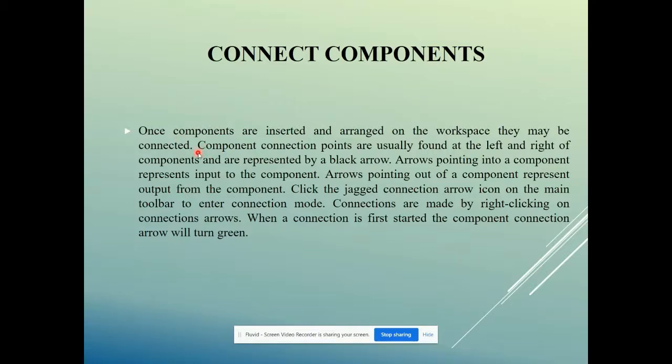Right, so how to connect components? Just insert the components, arrange them on the workspace, and connect them. The connection points are usually found at the left and right of the components and represented by a black arrow. An arrow pointing into the component represents input to the component, and an arrow pointing out of the component represents output of the component. Please click the jack connection arrow icon on the main toolbar to enter the connection mode.